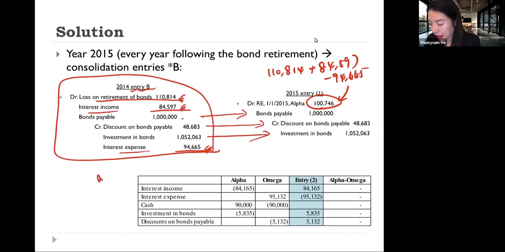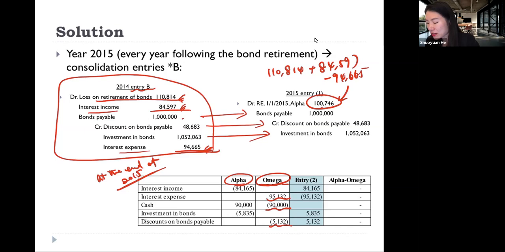And the second part is at the end of 2015. If you view Alpha and Omega as separate firms, Alpha doesn't know or care whom it purchased the bond from. And Omega doesn't care who purchased the bond, because Omega doesn't purchase it itself. So Omega needs to keep paying interest and keep recording it as interest expense. It keeps paying 90,000 interest. The interest expense it will record is 95,132. Those numbers you can all find from the amortization table. And the difference is 5,133. That is a credit, and it reduces the discount on bond payable.